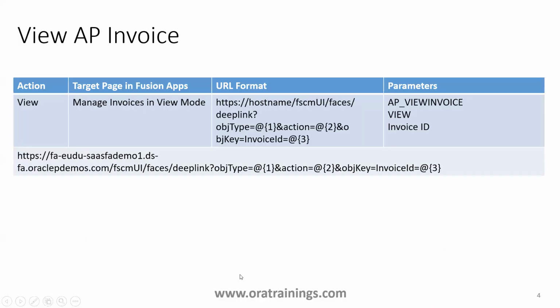Now coming to the deep link for the AP invoice. This is the format we need to consider for the AP invoice, and you can see the destination one, which is the formatted one. Here we mention the Fusion application URL followed by FSCM faces deep link. The object type is the first parameter, the action is the second parameter, and the object key is the third parameter. So these are three parameters which we have to pass to this URL at runtime.